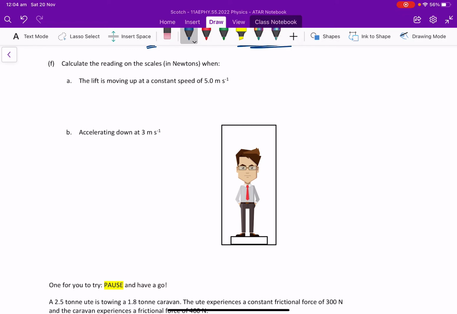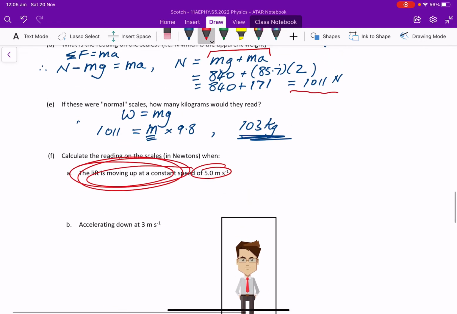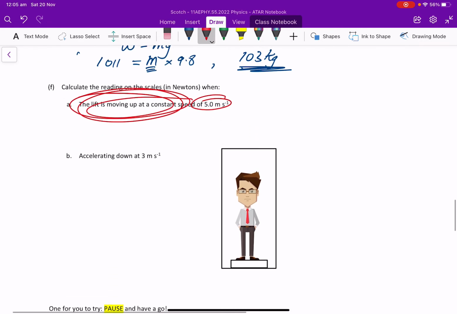Great. How'd you go? Well, constant speed, that's a red herring. The 5 doesn't matter, it's a constant speed. Constant speed is no acceleration. It's going to read exactly what it was before, which is 840 newtons. Okay. Accelerating down is a bit different. Now you could be a bit sneaky and say, well, as Mr. Watson said, instead of being 9.8, it's going to feel like it's 6.8. If you get it that well, then go for it. But I'm just going to show you the sort of logical, clear way.